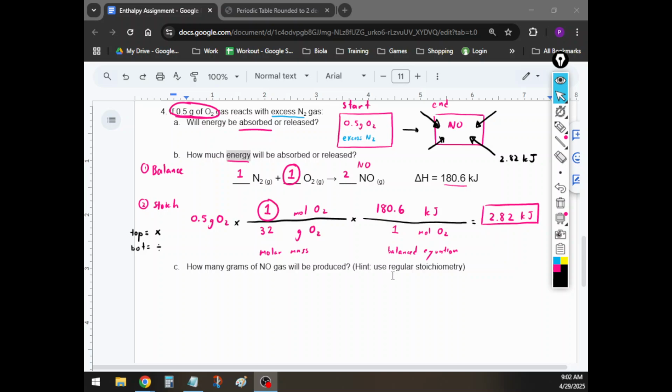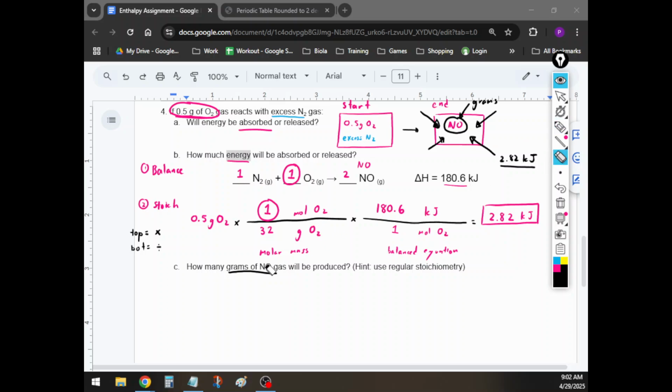Part C is just regular stoichiometry, and what part C is telling us is another component of what's going on in this system. So we just figured out how much energy is going in, but if you guys remember, we're making a new chemical, right? We're making NO. So part C is pretty much asking us how many grams of NO is being made. So now we're trying to figure out how many grams of the product we're making, because that's the two important things. The first is the energy. The second is how much of the chemical we're going to be making.